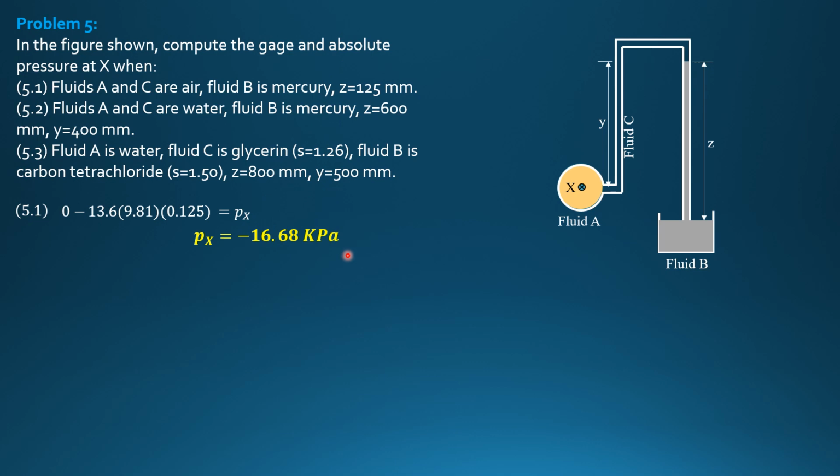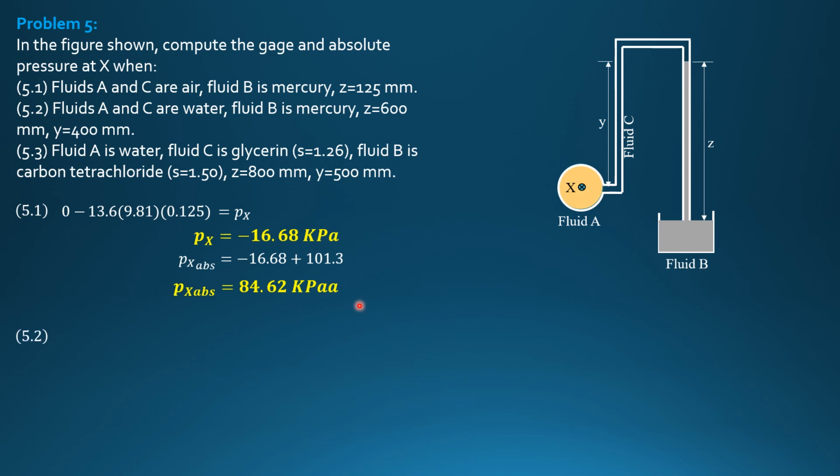The absolute pressure at X is gauge pressure at X plus 101.3. So absolute pressure at X is negative 16.68 plus 101.3 at standard atmospheric pressure. So it is 84.62 kilopascals absolute.